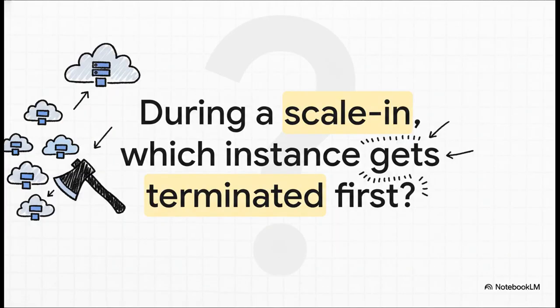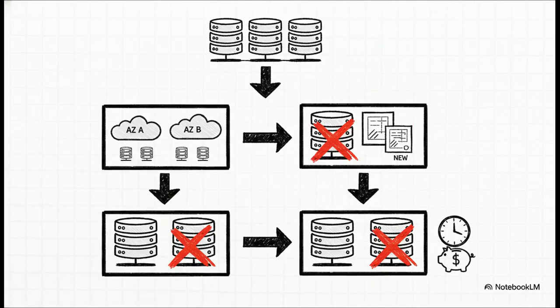All right, here is a classic exam question. A load on your app drops, and your scaling policy decides it's time to scale in. You've got, say, 10 instances running, but now you only need 8. Which two get the axe? Well, the answer is in something called the termination policy. And by default, AWS has a really logical process.